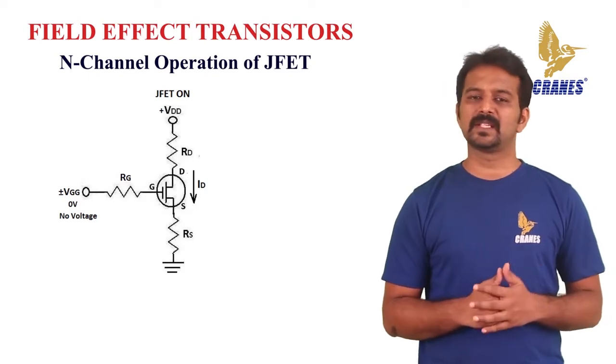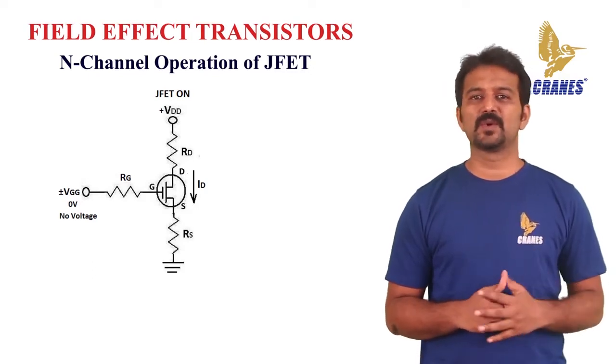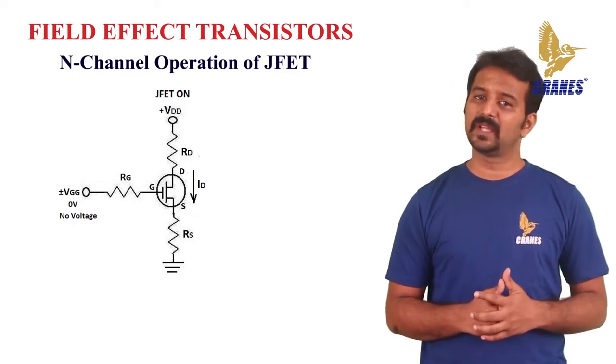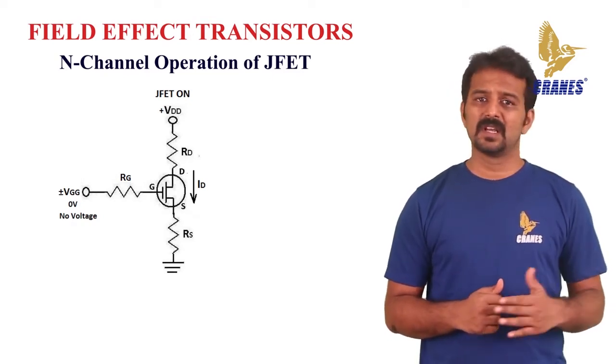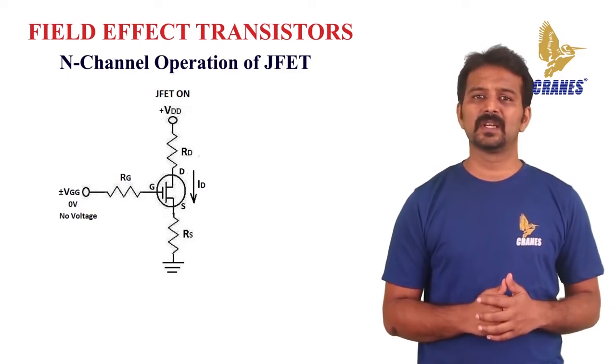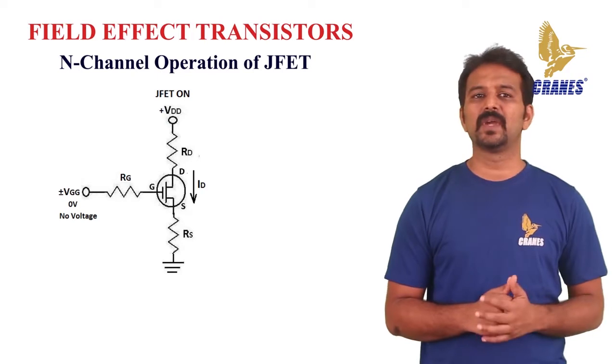For turning off the N channel JFET, the positive bias voltage can be turned off or a negative voltage can be applied to the gate terminal. Thus, by changing the polarity of the gate voltage, the drain current can be reduced and the N channel JFET is said to be in off condition.